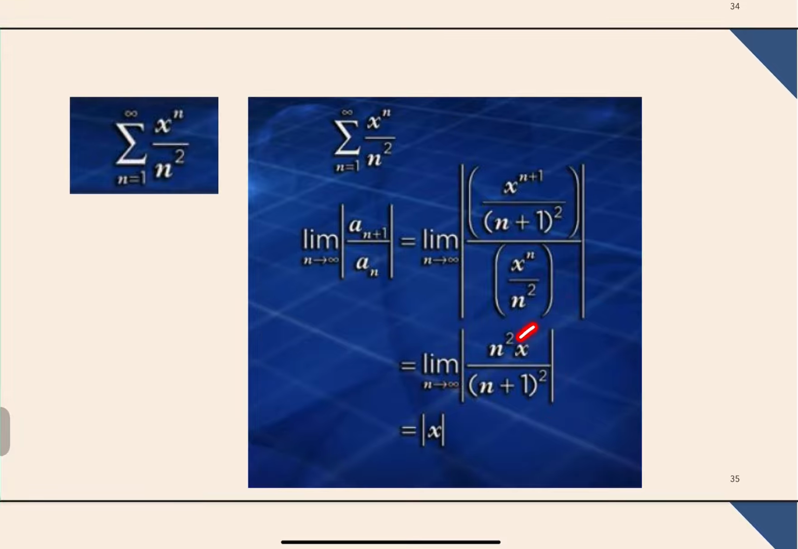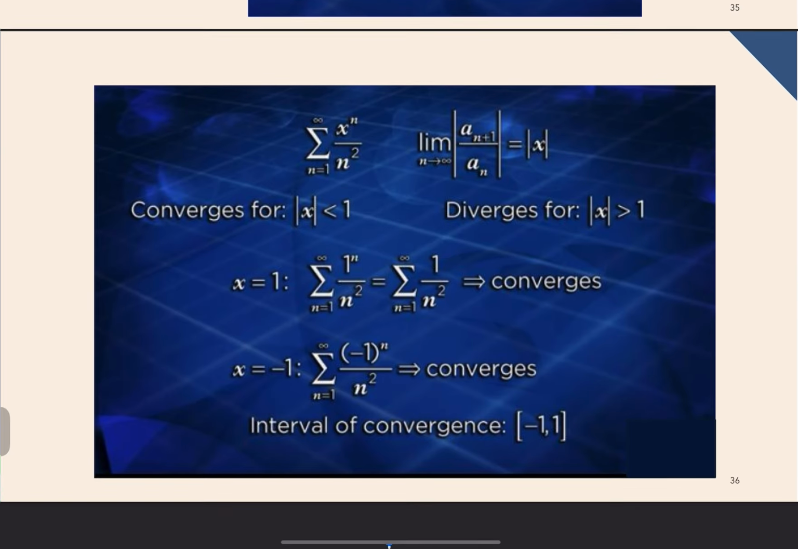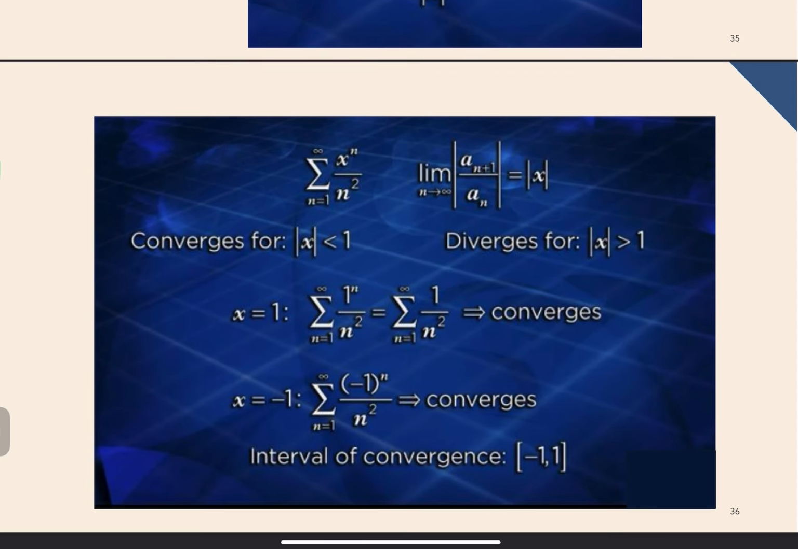Well, x here is a fixed number, so it's really what happens to n squared over the quantity n plus 1 squared. n squared and n squared, actually this one goes to 1. So the final limit would be the absolute value of x. So what does the ratio test tell us? Convergence if the absolute value of x is less than 1, and divergence if the absolute value of x is greater than 1. But I don't know about the endpoints.